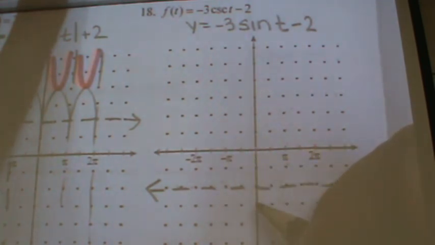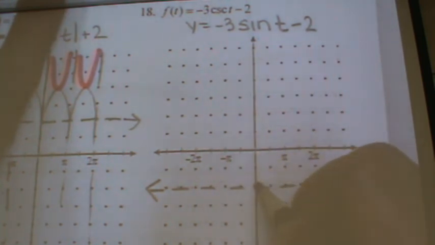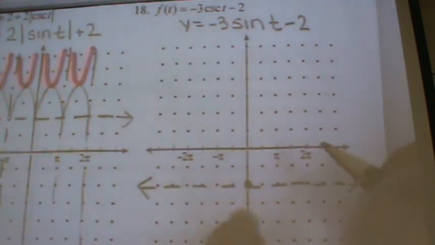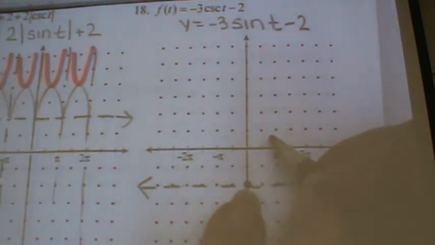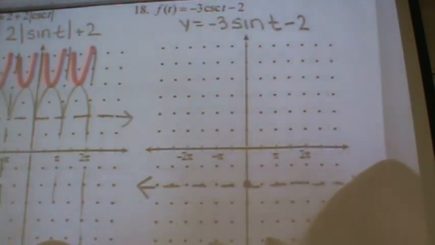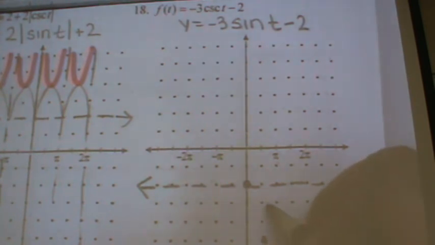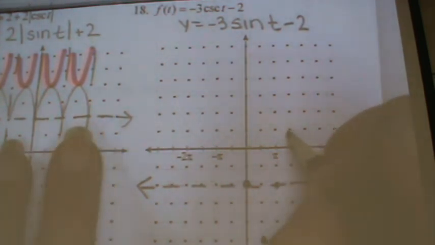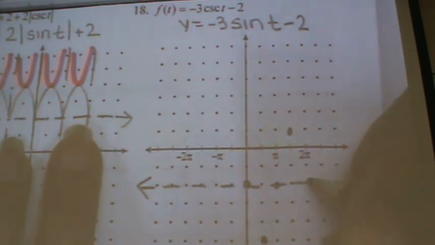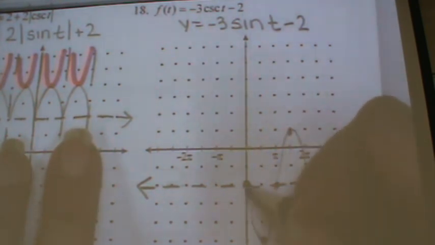High. No. Down. On. That was a trick question. I tricked you guys. On. Now am I gonna go high, low, on, down? High. On. So for this one, it's the sine curve.